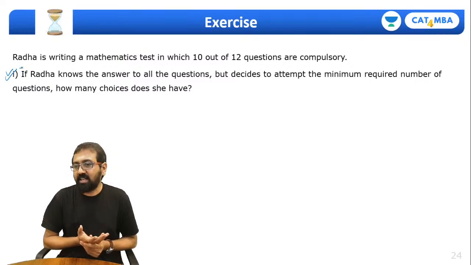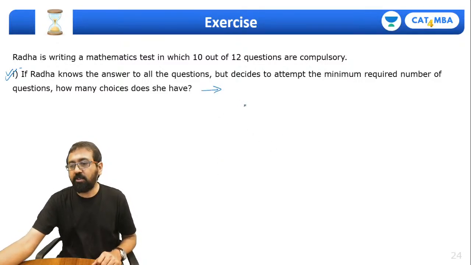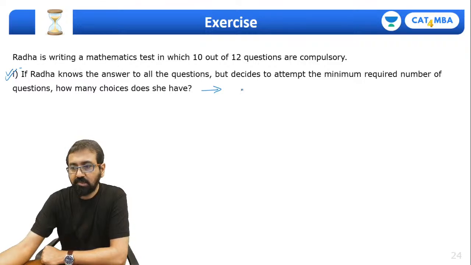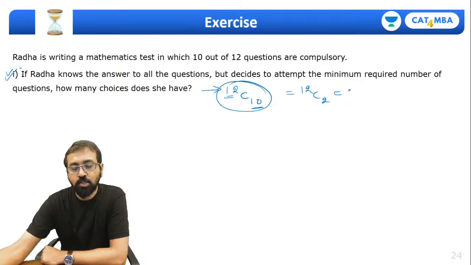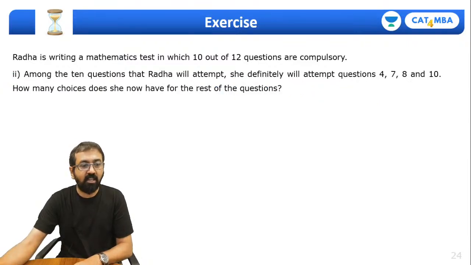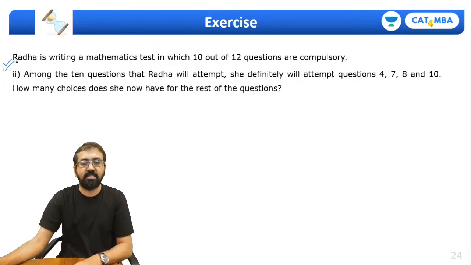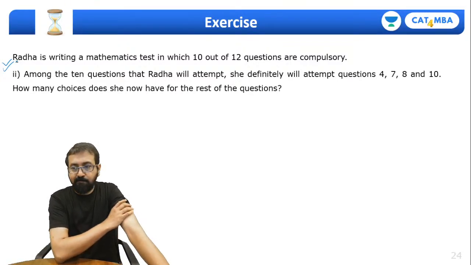In how many ways can she do it, guys? This is, of course, a simple question. Can I say it should be 12C10? She can attempt any 10 questions out of 12 questions. So this is nothing but equal to 12C2. So this will come out to be 12 into 11 by 2, that is 66. Correct? So this was a simple question, by the way. Try for this one. I want you to answer this one.